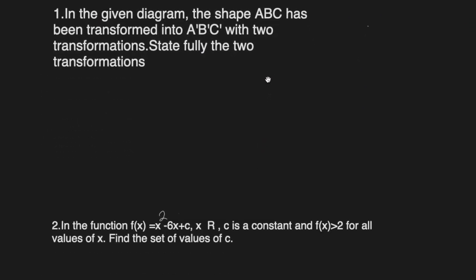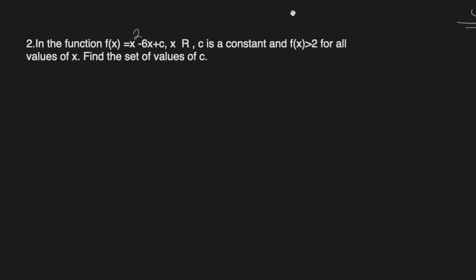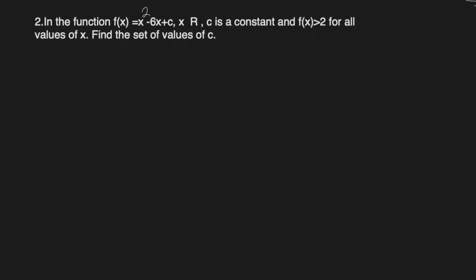Let's go to question number 2. Question number 2 says, in the function f(x) = x squared minus 6x plus c, where x is an element of real numbers, c is a constant, and f(x) is greater than 2 for all values of x, find the set of values of c.